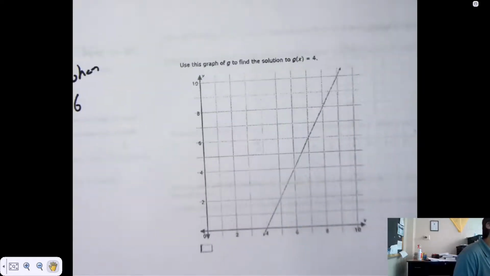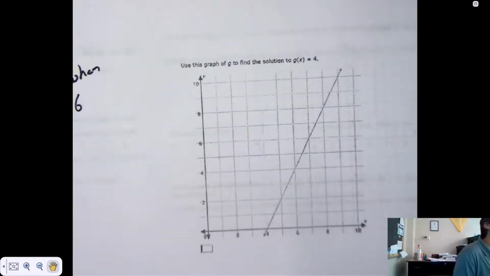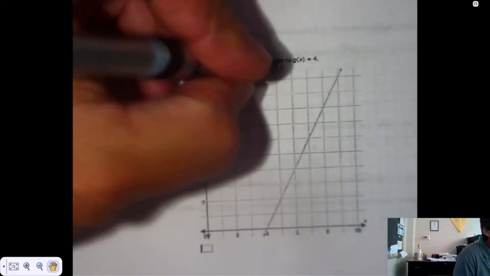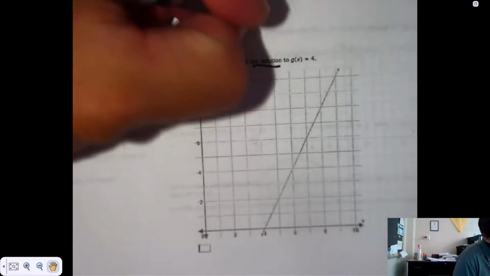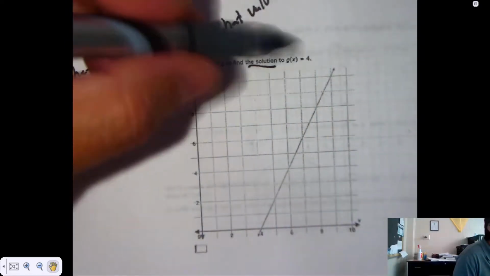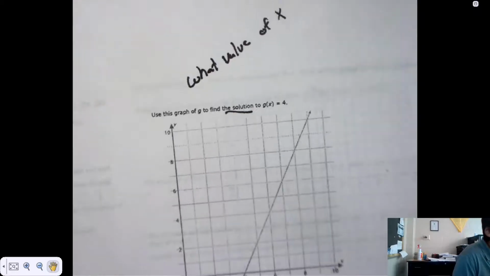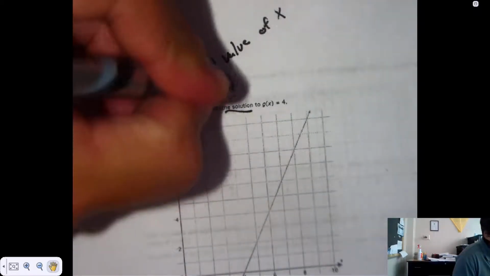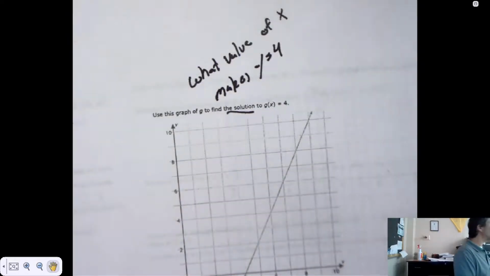I'll do the next one, which is the other way around. Use this graph to find the solution. Notice it talks about the solution. That's what value of x, where g of x equals 4, makes y equal to 4. That's all you're finding here.